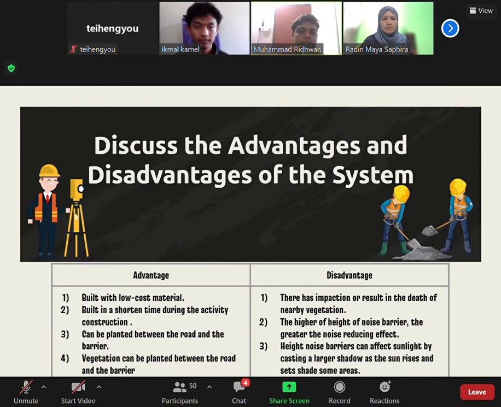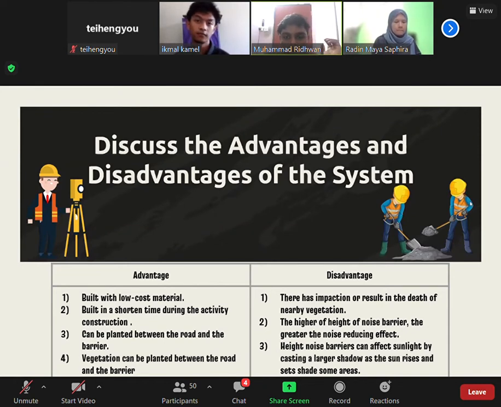So the third discussion is to discuss the advantages and disadvantages of the system. The first advantage is that it is built with low cost material. It is built in a shortened time during the construction activity. The fourth is that vegetation can be planted between the road and the barrier.